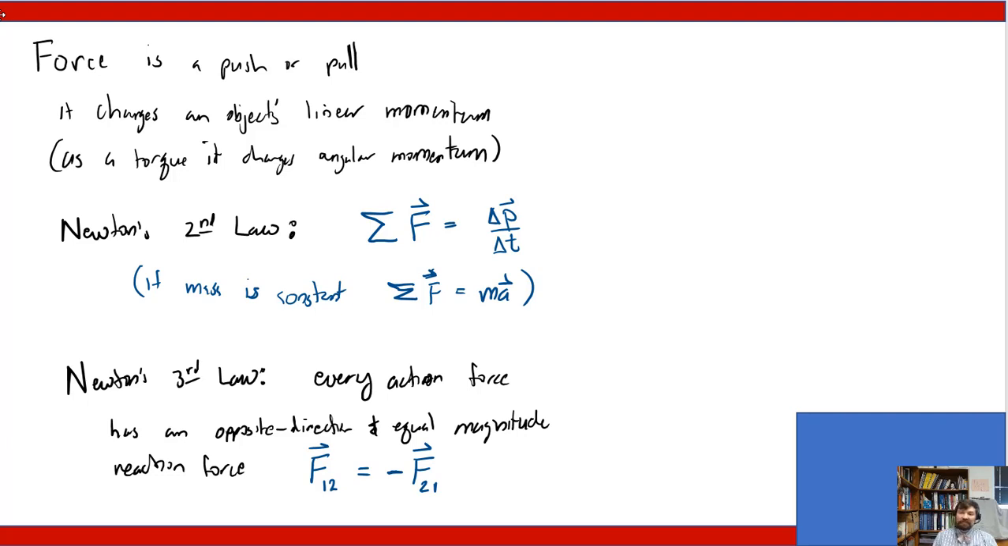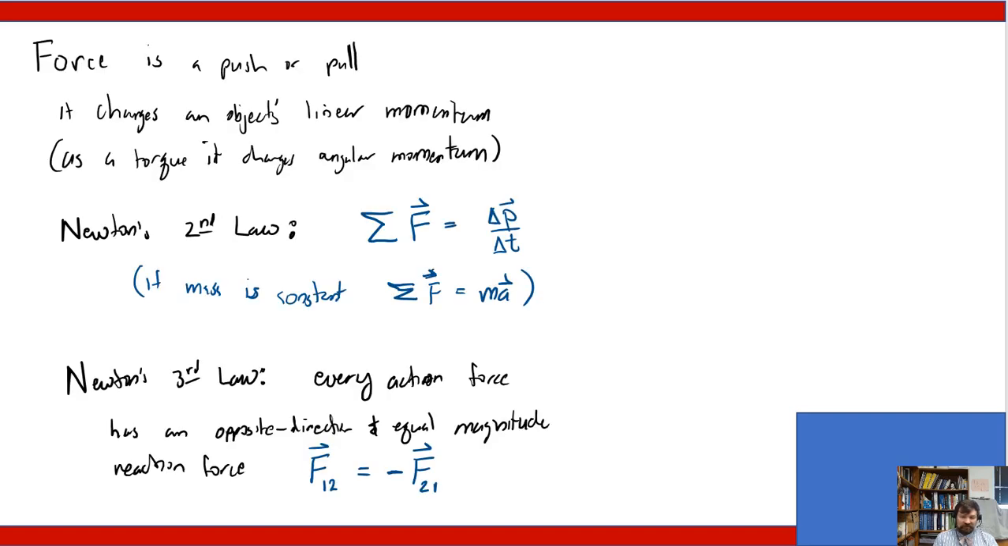Sometimes it's easiest to get the answer via Newton's third law. So let's look at Newton's second law very briefly. Sum of forces is mass times acceleration, or its rate of change of momentum. Usually it comes in this form.